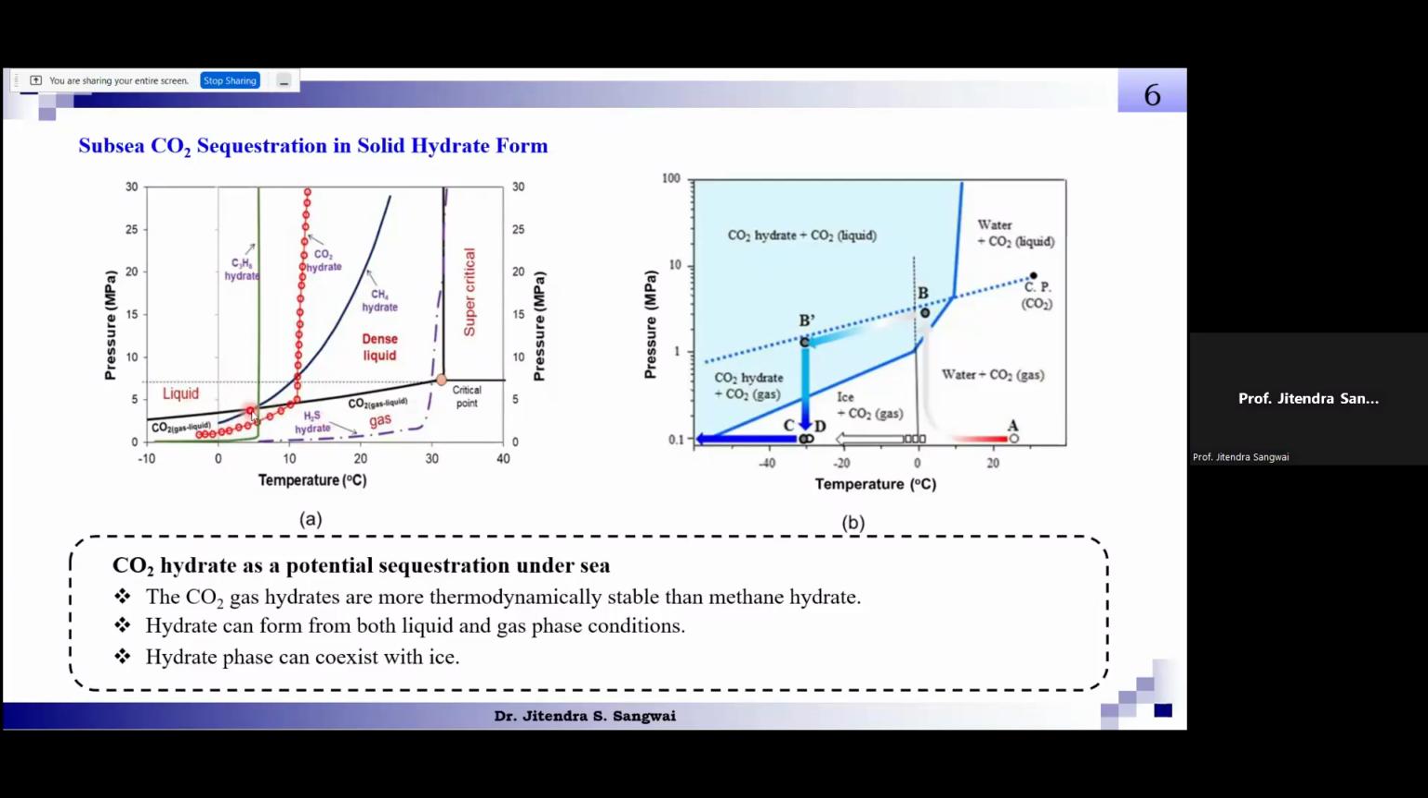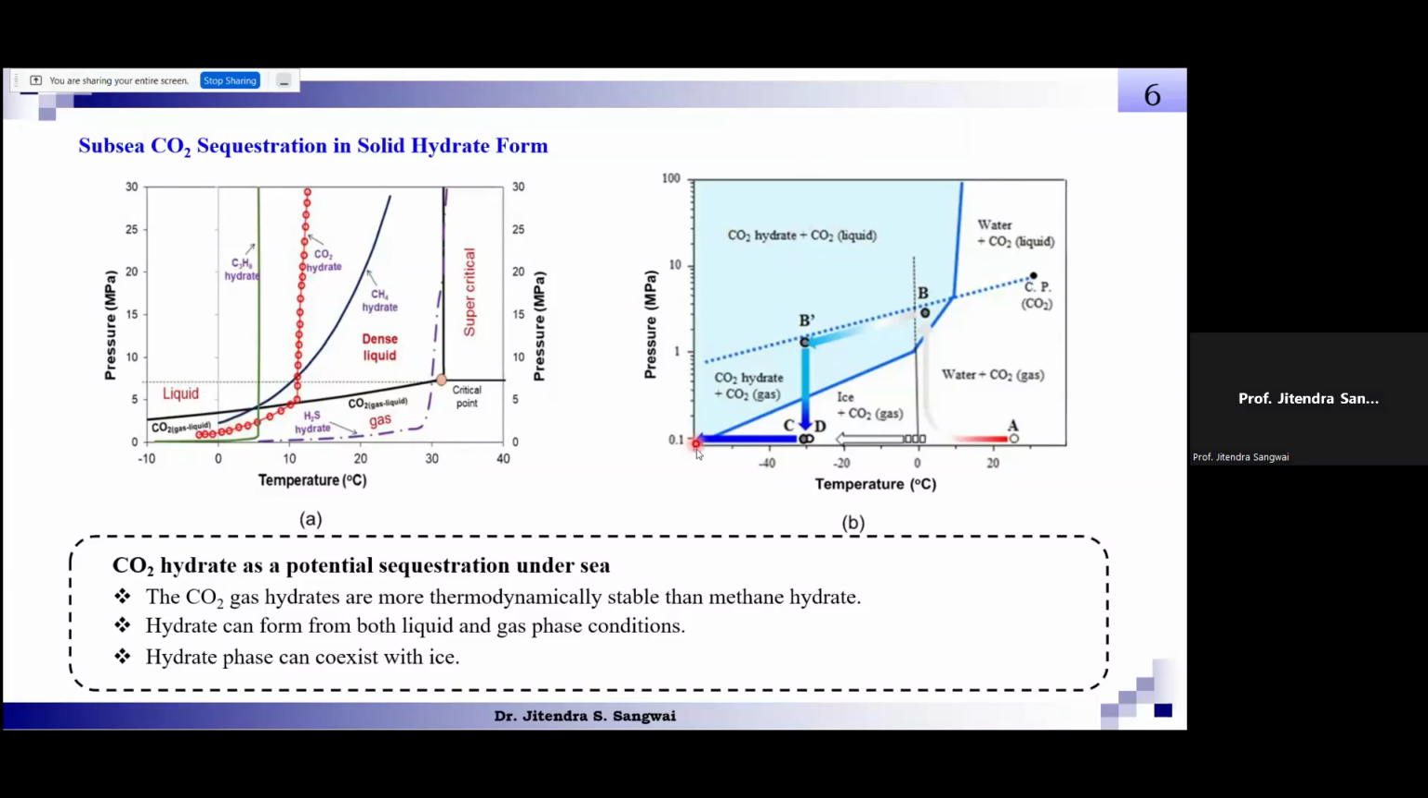Right. So this is very important: understanding at what pressure and temperature condition CO2 will become a liquid and CO2 will remain in a gas state, and the way the CO2 is going to interact with the water molecule to form a hydrate. Right.